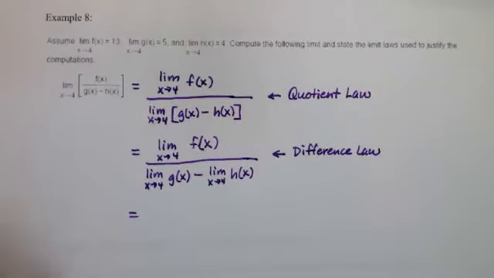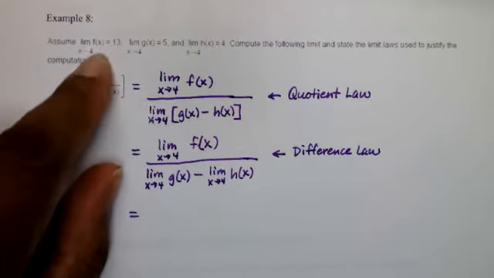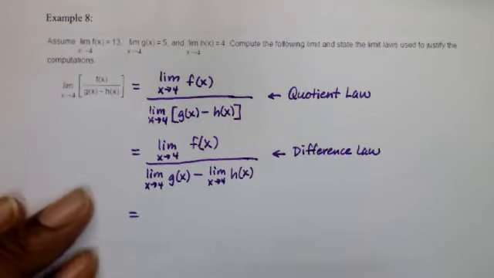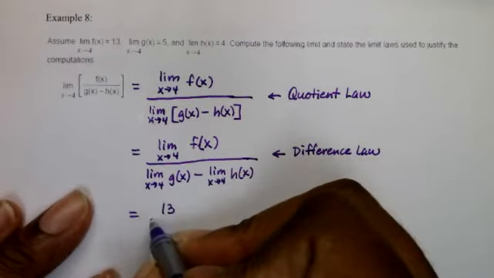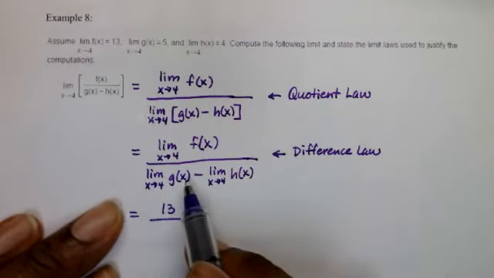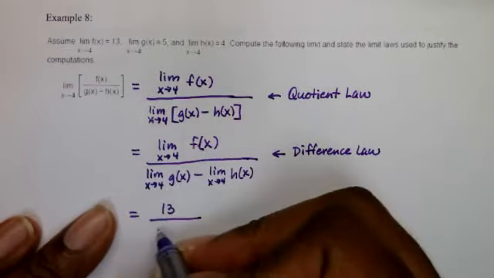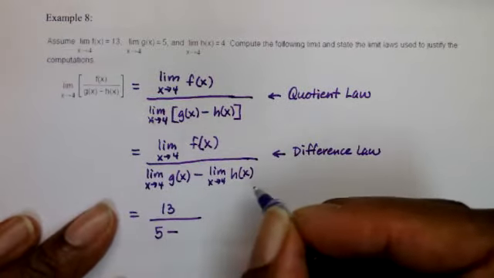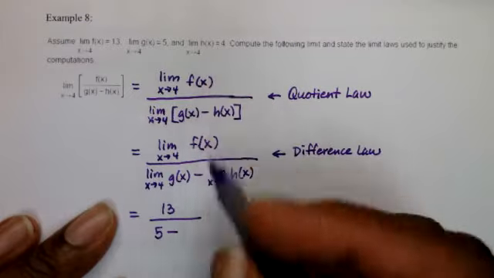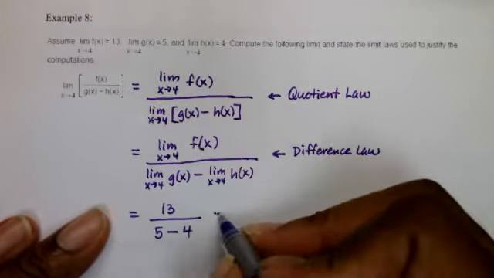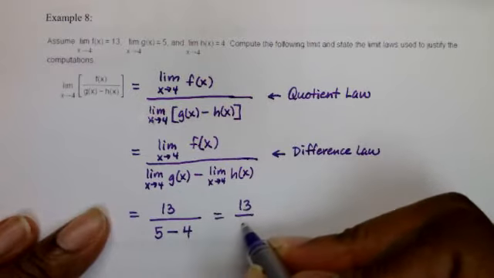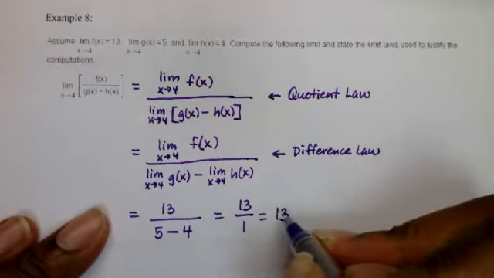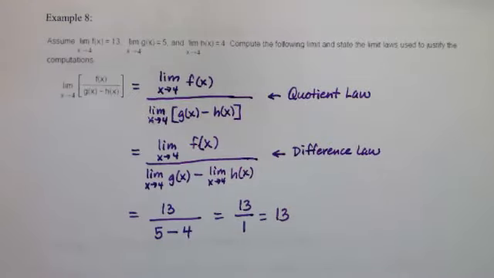All right. Now the next line is just doing the substitution here. The limit as x approaches 4 of f of x, that's just going to be 13. So the 13 will be in the numerator divided by the limit as x approaches 4 of g of x, that's given to be 5, minus the limit as x approaches 4 of h of x, that's 4. So now if I simplify this, 5 minus 4 will be 1, and then 13 divided by 1 ends up being 13. So the limit as x approaches 4 of f of x divided by g of x minus h of x will end up being 13. That's the final answer.